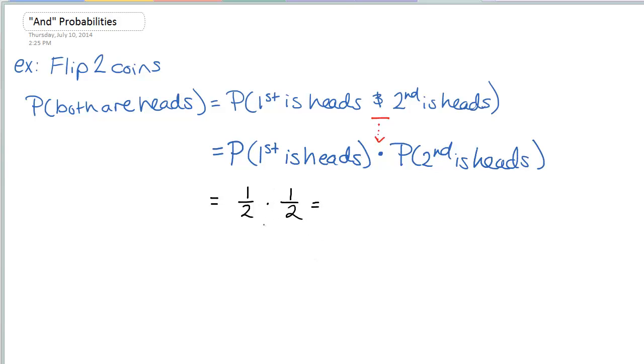Remember, if it's been a while since you multiplied fractions, you multiply the tops together, that would be 1 times 1. Multiply the bottoms together, you get 1/4 here. And this is the same as if we had just listed out the sample space. There's 4 different possibilities, and the probability that both are heads is 1 out of those 4.